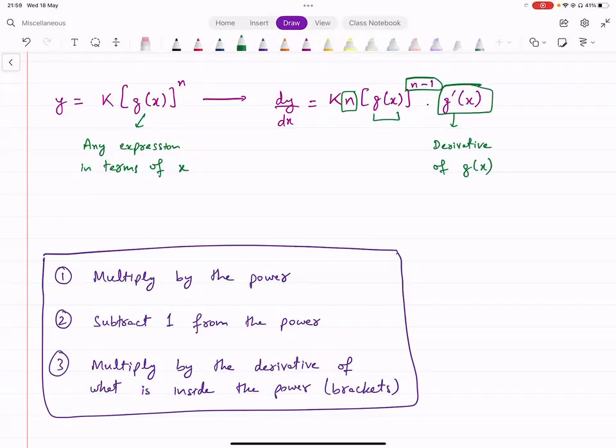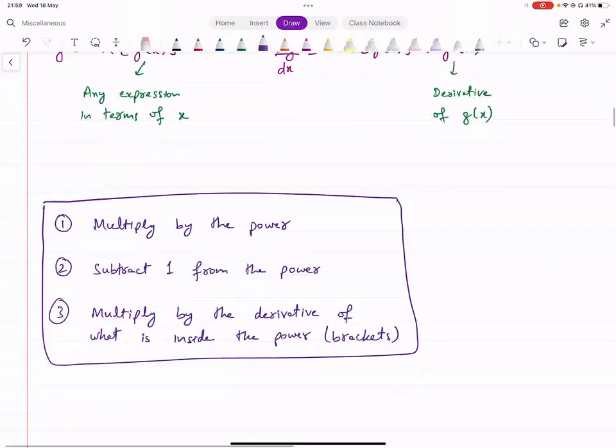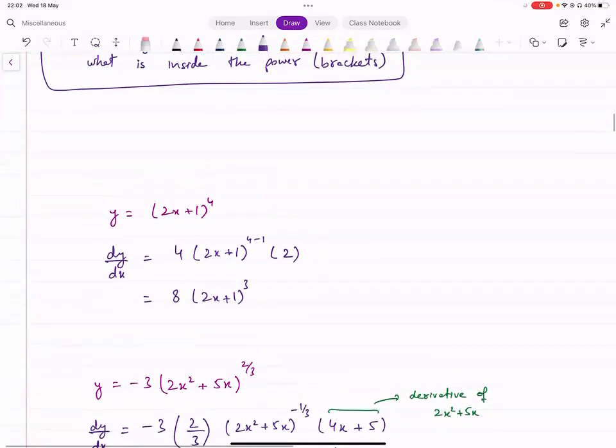जो power की base है, उसके derivative से आपको multiply भी करना होता है. Okay, ये 3 चीजें आपको करनी होती है, and that's the general power rule that we have to know about in this topic. Now let's have a look at a few examples of this.